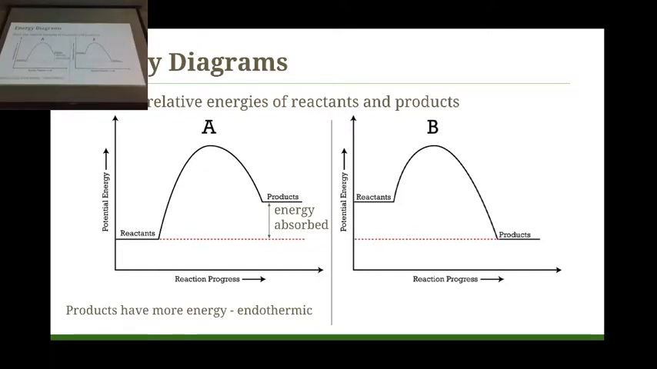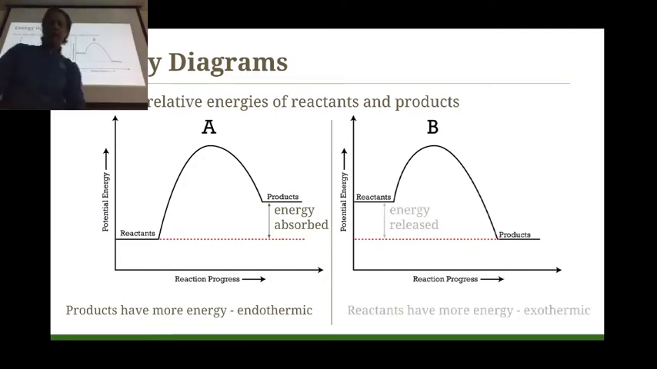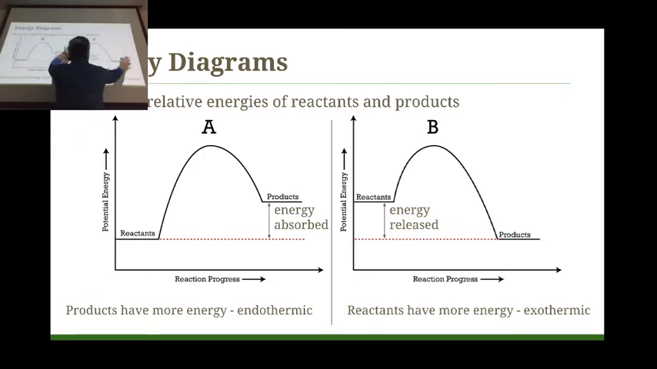You should probably write this down. For diagram B, we have reactants with a specific energy and products which appear to have less energy. So energy was not absorbed, but the opposite, energy was released. So when you see a diagram that looks like this, that means you have an exothermic reaction. So long story short, when products have more energy than reactants, it's endothermic. And when products have less energy than reactants, it's exothermic.